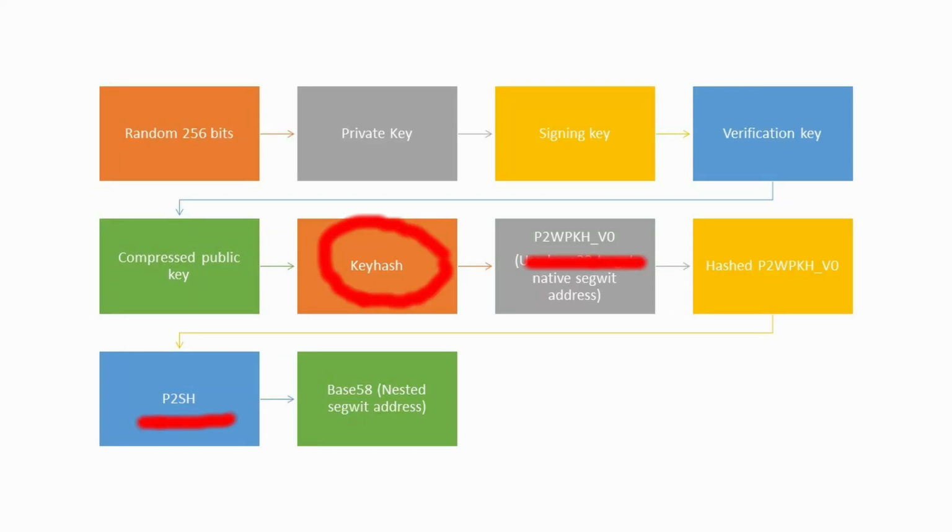Welcome back. In this part of the tutorial, I will take the key hash that I generated in the previous video and I will nest it in order to create two scripts. The first script is the native Segwit script, also known as the pay-to-witness public key hash. The second script is the nested or backward compatible pay-to-script hash.